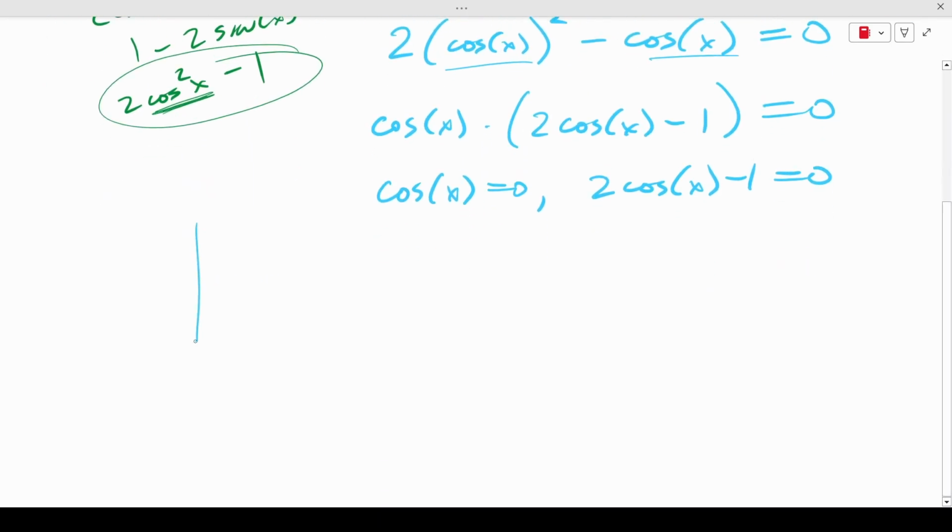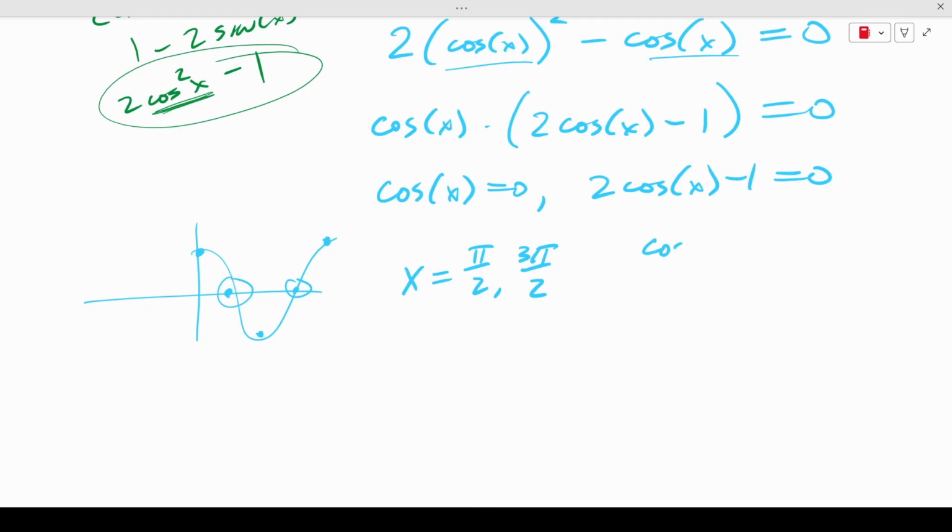Cosine, I can do it in my sleep, right? I've memorized what cosine looks like. I don't even need to sketch in that curve there. I've got pi over 2 and 3 pi over 2. So I have x is pi over 2 and 3 pi over 2 for 1 revolution for x between 0 and 2 pi. And here, this one I can solve as cosine of x equals 1/2, special angle.